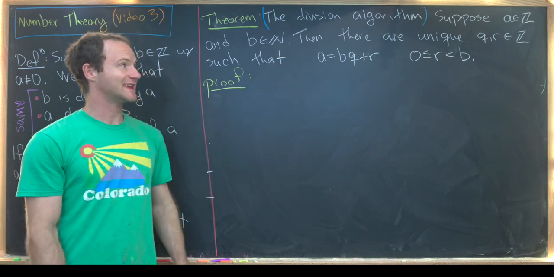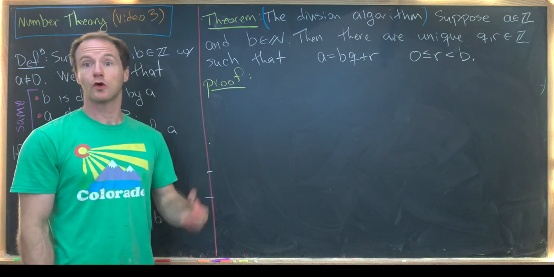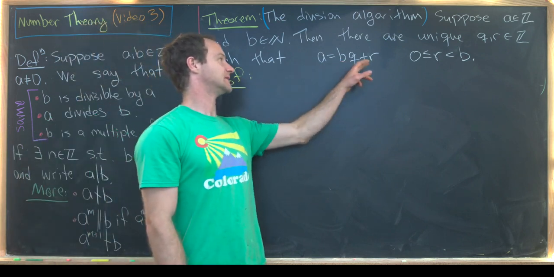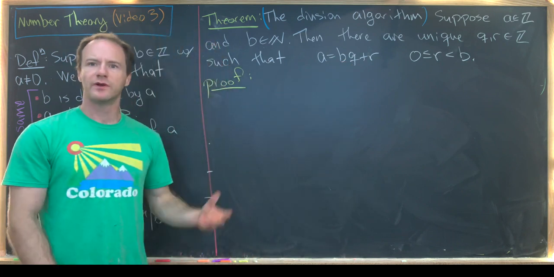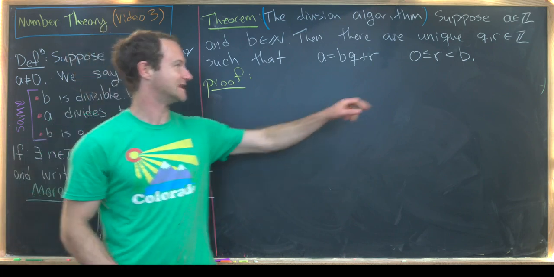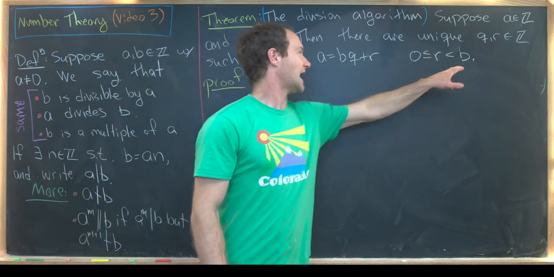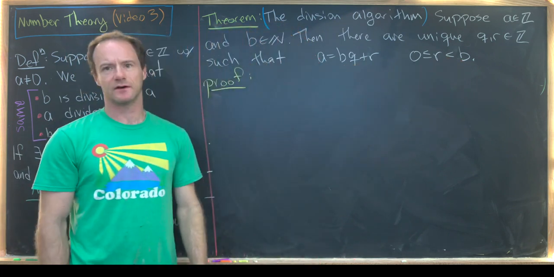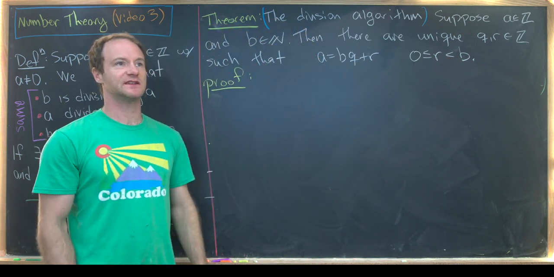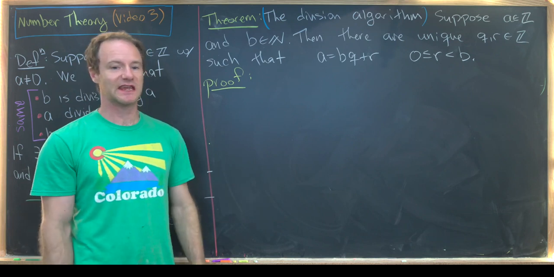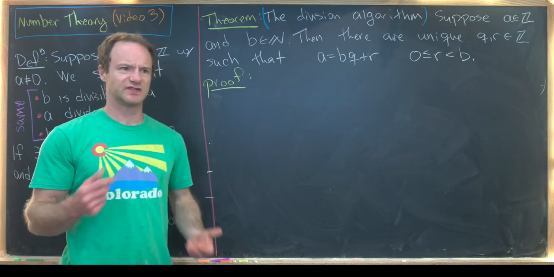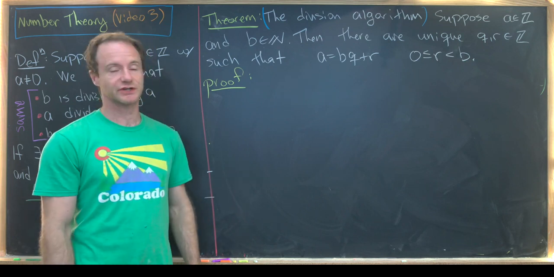Then there are unique integers q and r, quotient and remainder, such that a is equal to b times q plus r. But if you remember anything from grade school, you know that the remainder is bound between 0 and b, which is the divisor. And it can't be equal to b. It doesn't make sense to divide by 6, for instance, and keep a remainder of 6, because you would just get one more in the quotient.